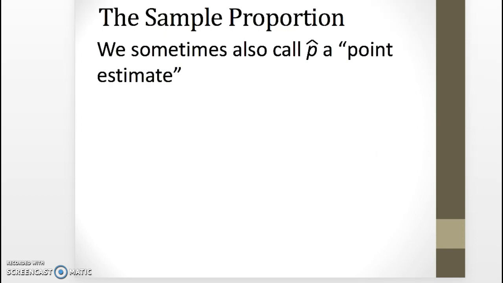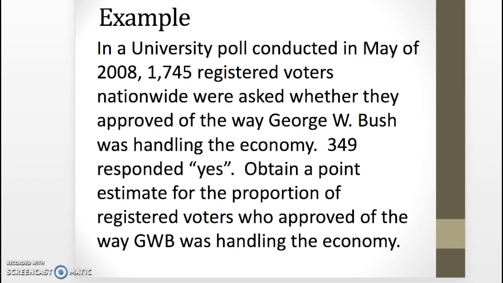Sometimes we'll call this p hat a point estimate, meaning it's a single point that gives us an estimate. So let's go ahead and look at an example. In a university poll collected in May of 2008, 1,745 registered voters nationwide were asked whether they approved of the way George W. Bush was handling the economy. 349 said yes. Obtain a point estimate for the proportion of registered voters who approved the way George Bush was handling the economy.